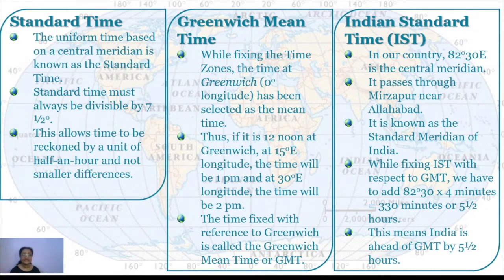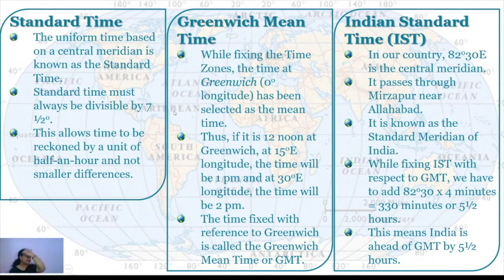What is the reason behind it? Basically, it is done to keep it easy for calculations, right? It is to be reckoned by a unit of half an hour difference, and not smaller differences, when we calculate the time. That means it is either 7:30 or 8 o'clock, then 8:30, 9 o'clock. In this manner, when we have to calculate time, it becomes easier. Okay, just for that purpose it is done.